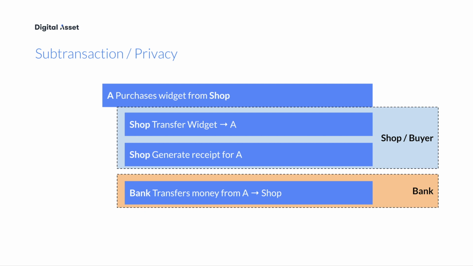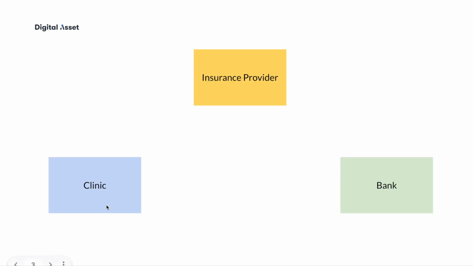The privacy here means that only person A and the shop should know the details of the transaction. The bank should know nothing because it doesn't concern them. All the bank should be responsible for is to transfer the cash. In order to fully appreciate and understand the value of subtransaction privacy, let's go through a few examples. Let's take a look at the following example of an insurance claim workflow. This is an example of a delivery versus payment flow that involves multiple parties.